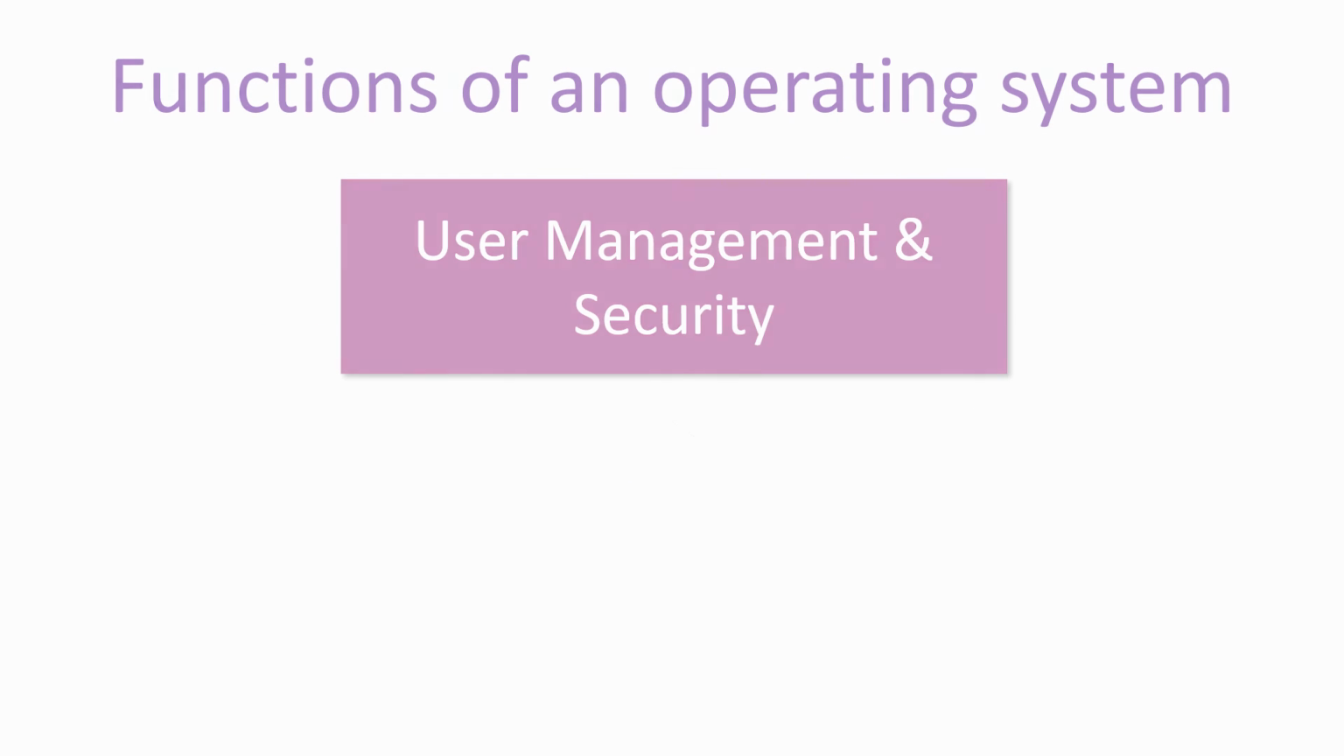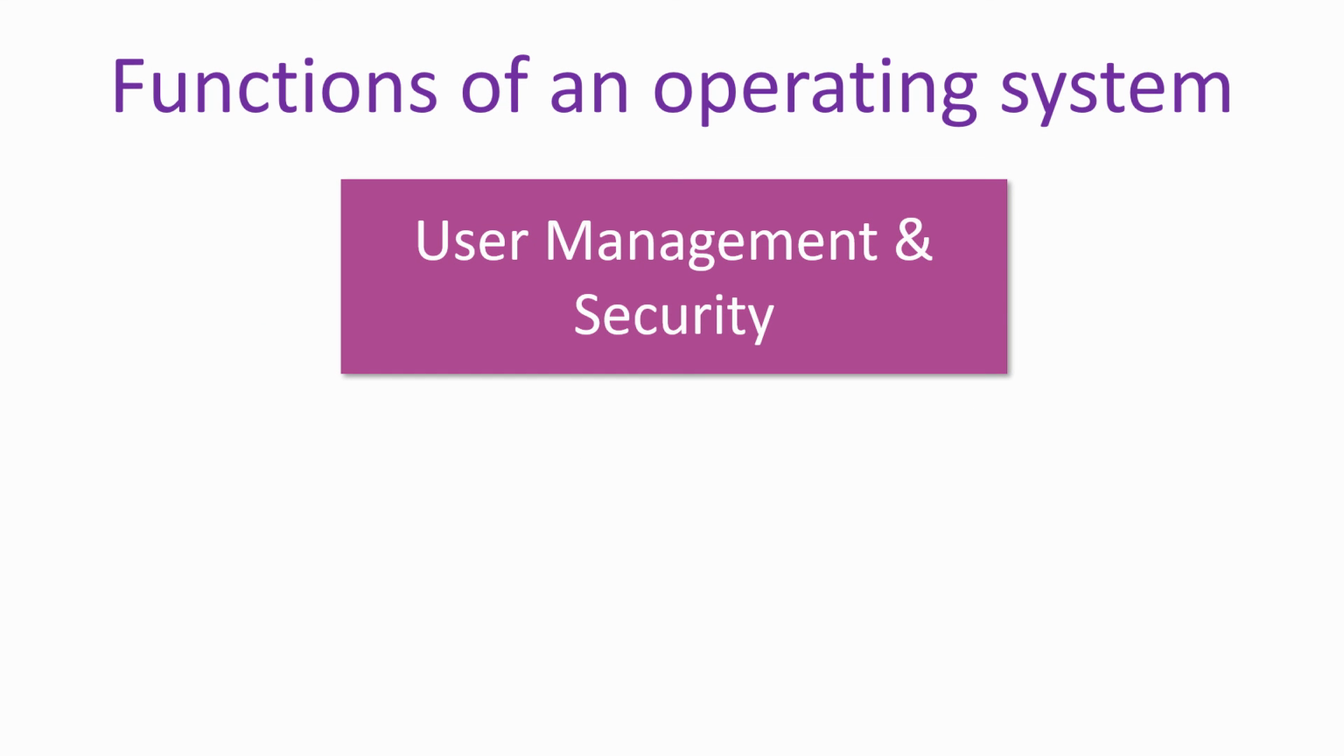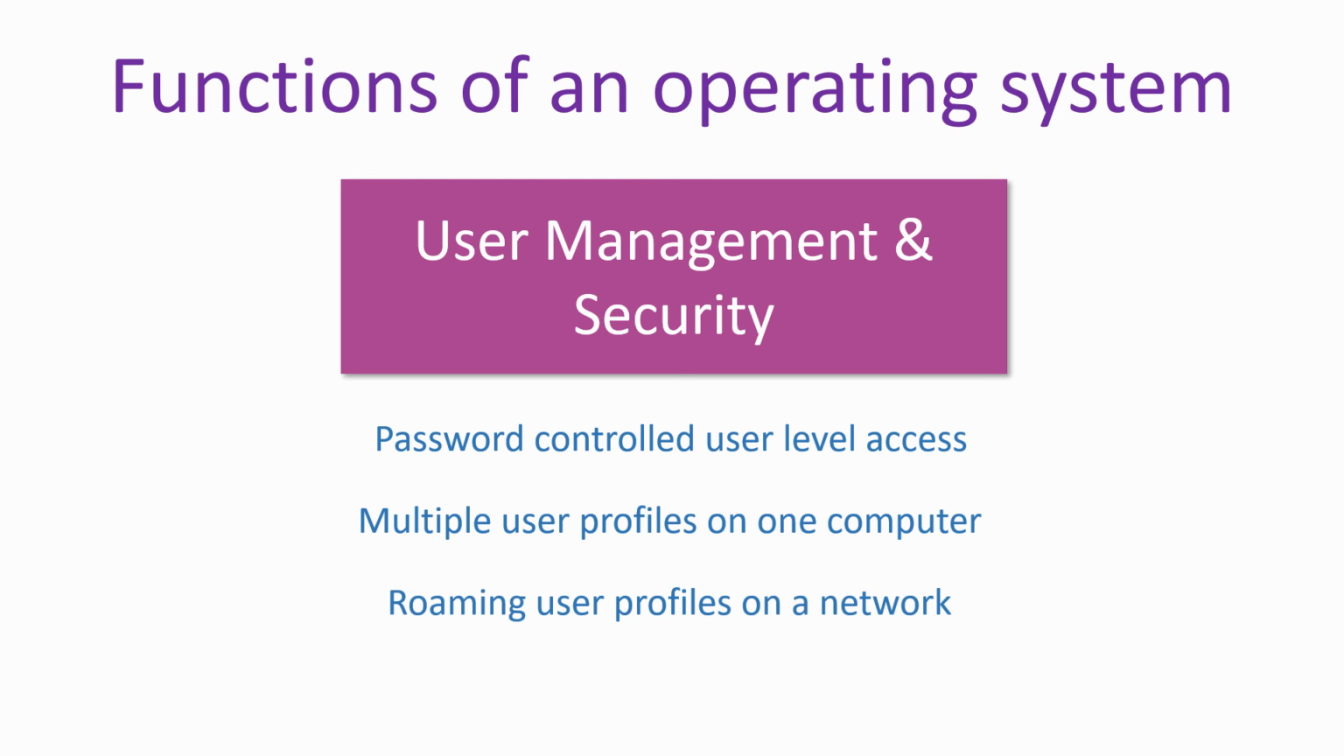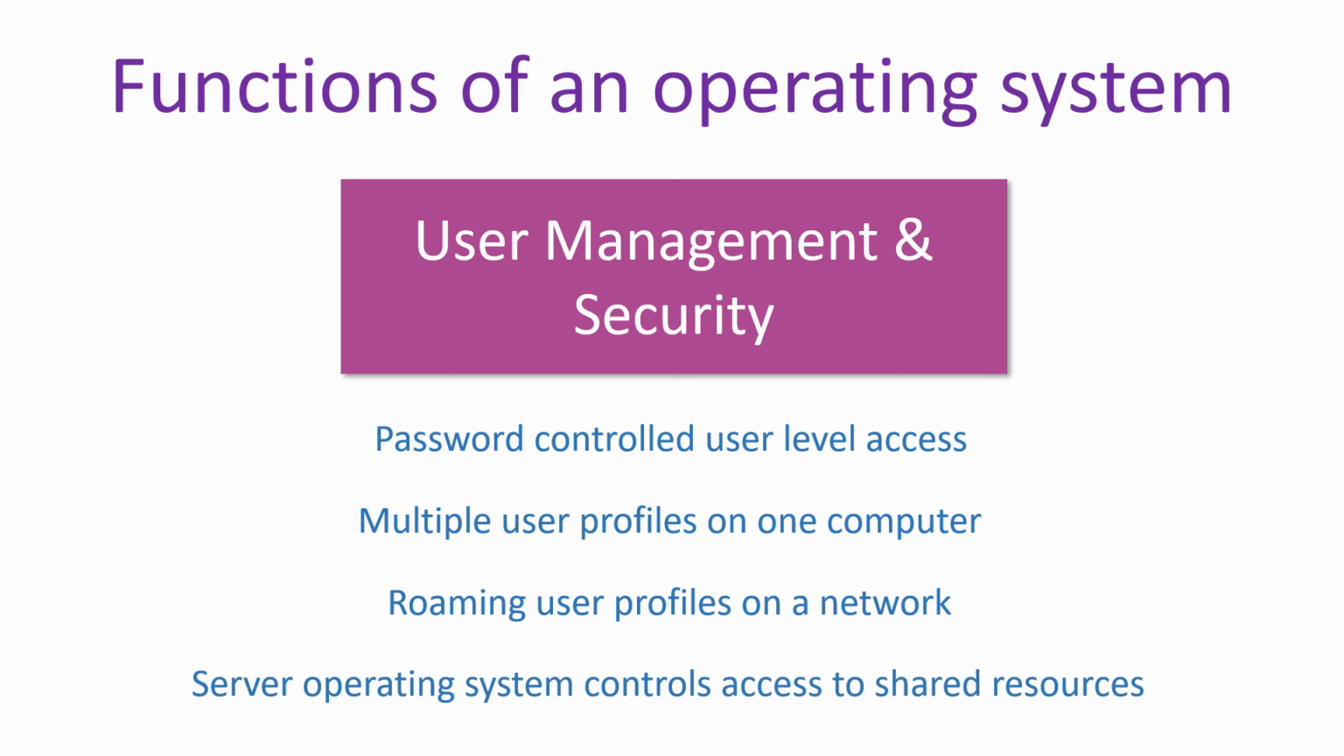To recap, the operating system controls who can access a computer and what they can do with the computer. Users must log on with a username and, usually, a password. This is called authentication. There can be multiple user profiles on a single computer, so that different users can have their own personal settings. An operating system might also support roaming user profiles on a network, so that users can move comfortably between computers. A server operating system controls users' access to shared resources such as folders and printers.